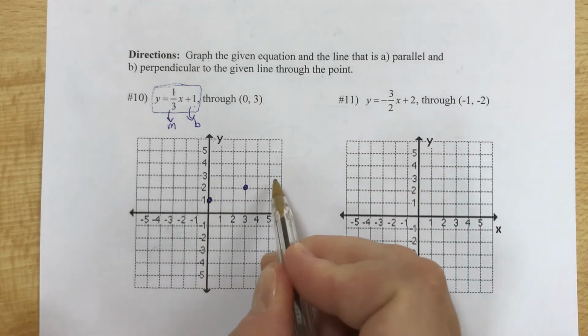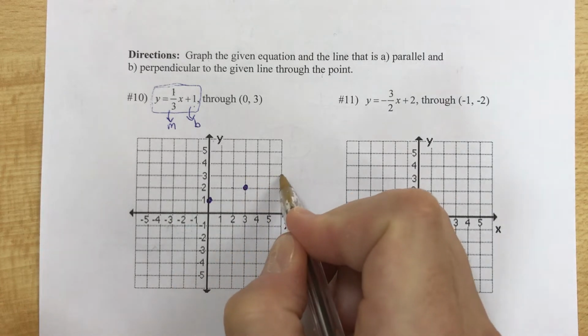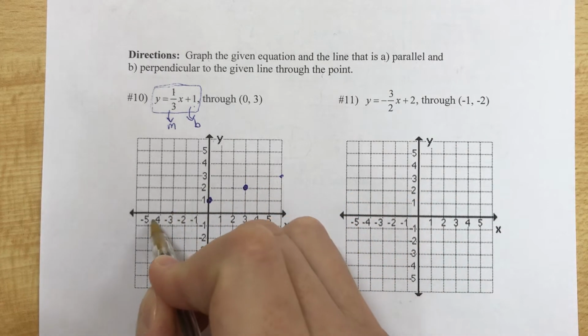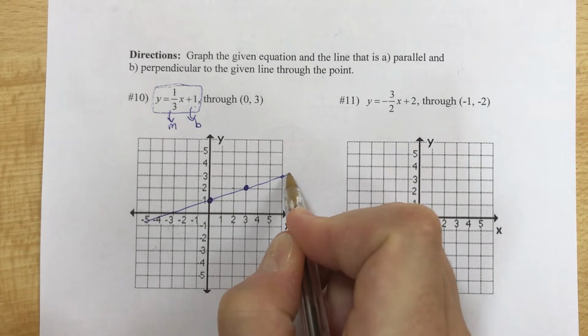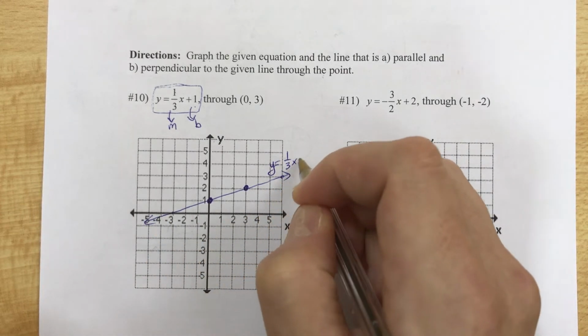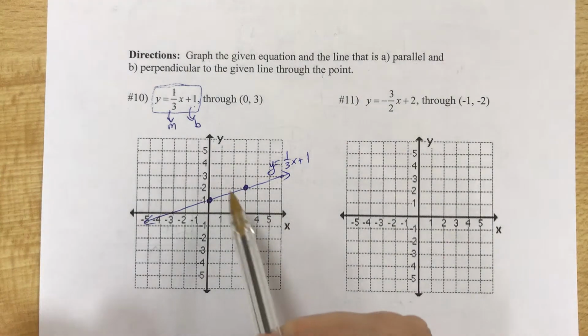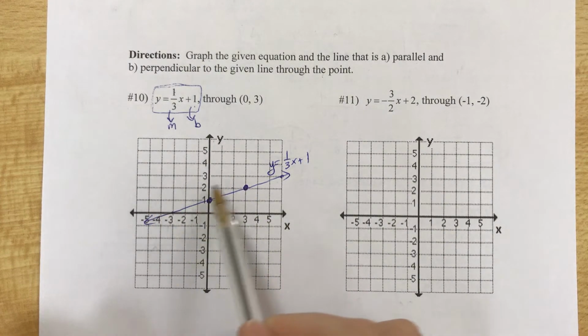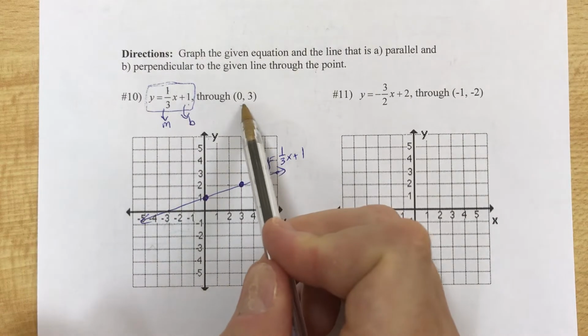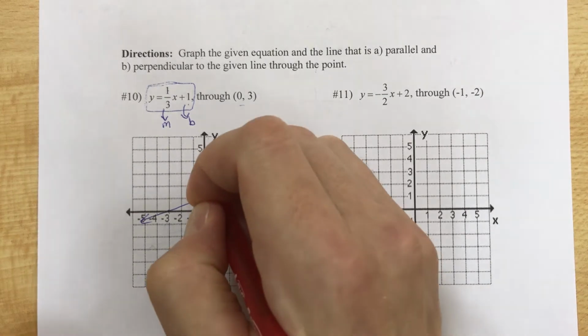And now that I have 2 points, I can draw my line. Now if I want to put a few more points on there just to be accurate or use a ruler, here's the line y = 1/3 x + 1. Now what they want us to do though is draw a line parallel to this that goes through (0, 3). So let's plot (0, 3) here.